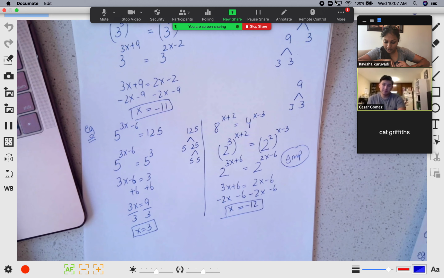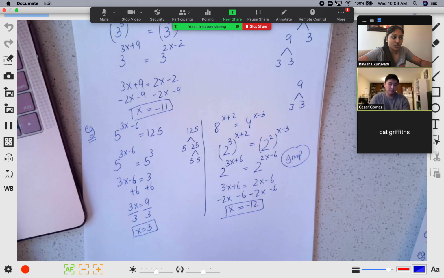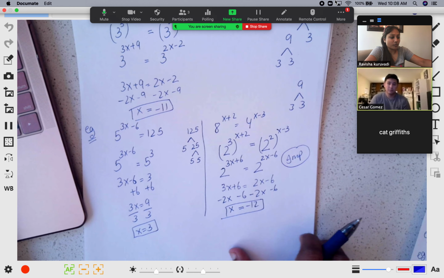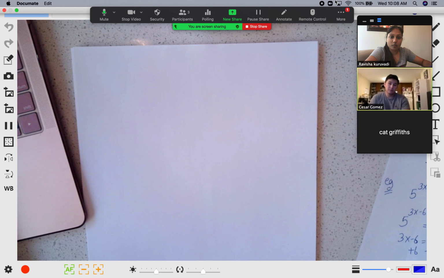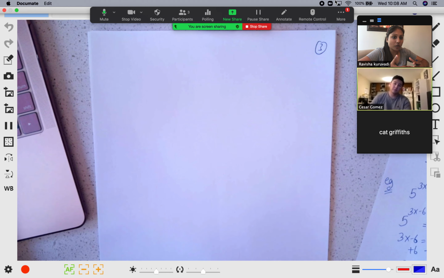Okay. So the first kind of problem we did so far today is where we try to make the base the same, and if we could make the base the same, we put the exponential powers equal to each other. We made the base the same and then we put the powers equal to each other and then we solve. Another kind of problem could be when we cannot make our bases the same.